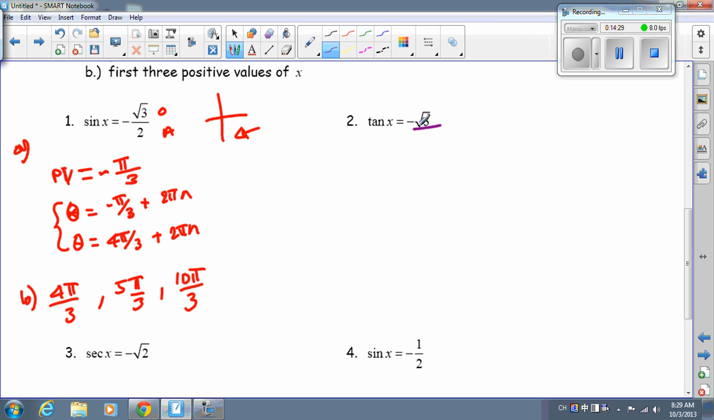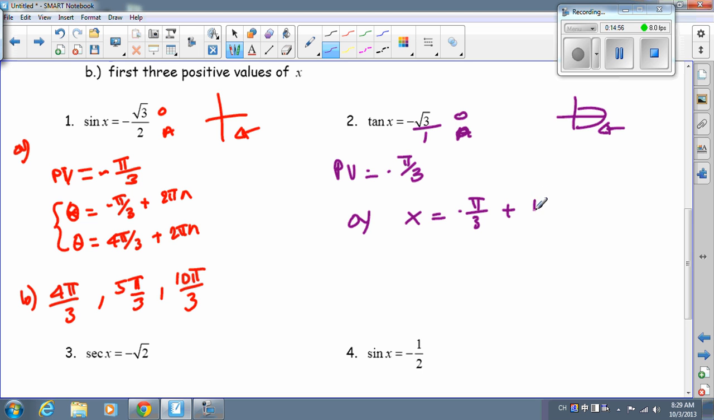The tangent is square root of 3 over 1. Therefore, the opposite is square root of 3 and the adjacent is 1. Opposite being square root of 3, the principal value is negative pi over 3. Remember, tangent is the belly, therefore it's on the negative side, meaning on the fourth quadrant. So to find the general solution, I will say x is equal to negative pi over 3 plus pi n.